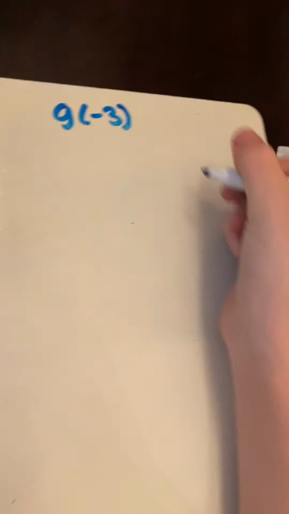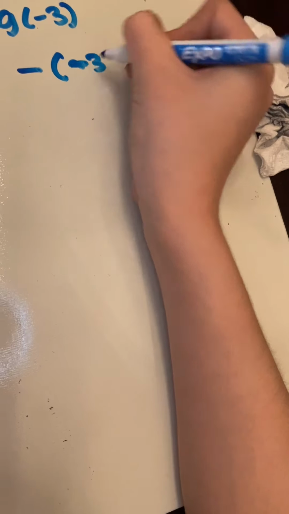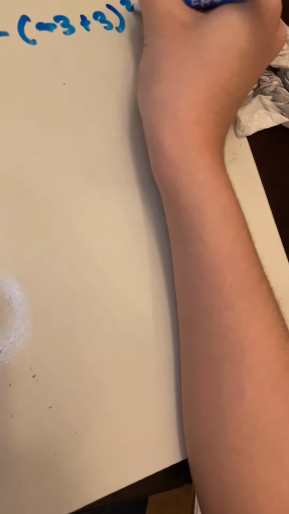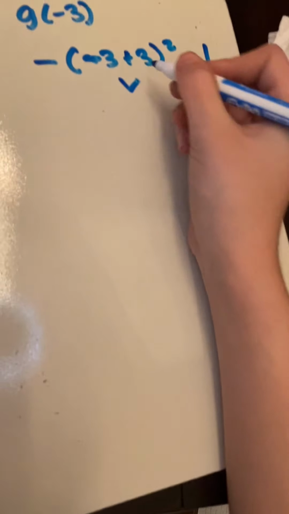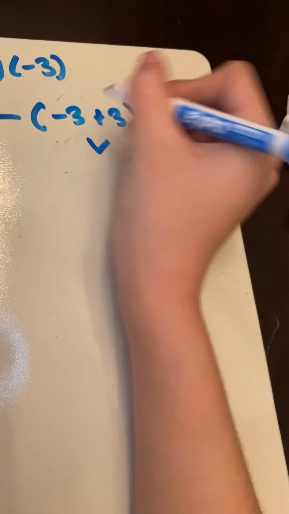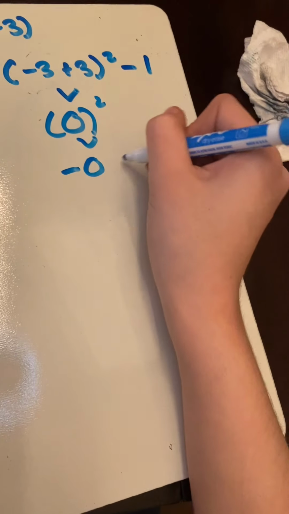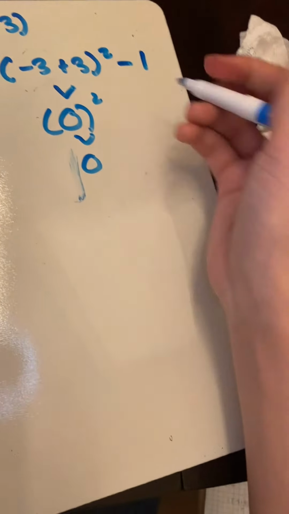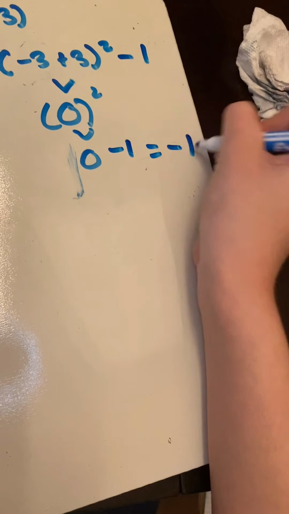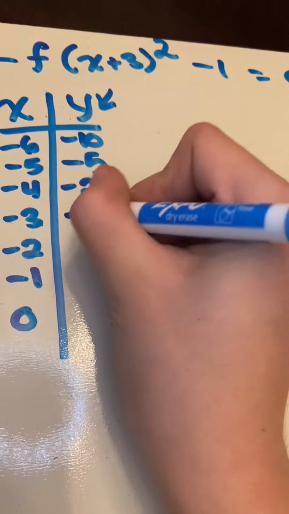Let's keep going. g of negative 3, so we do the same thing. Negative, parentheses, negative 3 plus 3 squared minus 1. So this already gives you 0. Negative 3 plus 3 gives you 0. So 0 squared gives you 0, minus 1, which leaves you off with negative 1. So when negative 3 is your x, negative 1 will be your y.